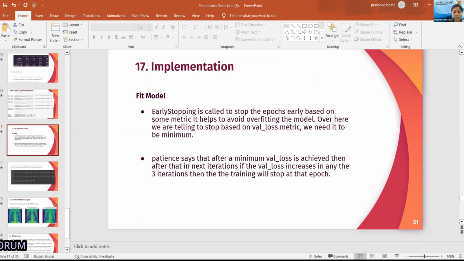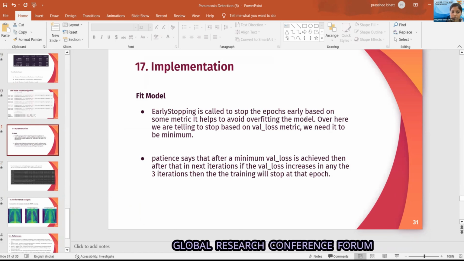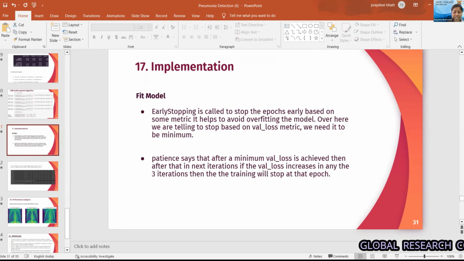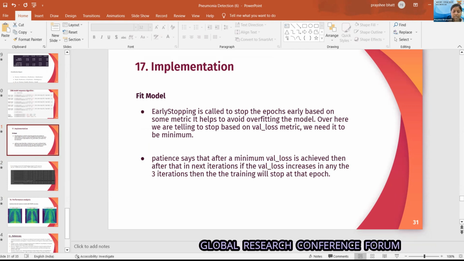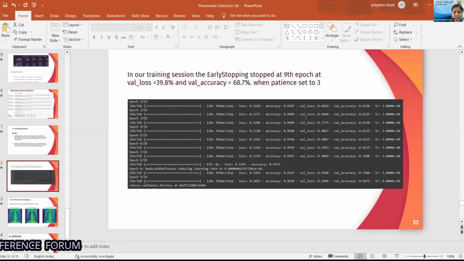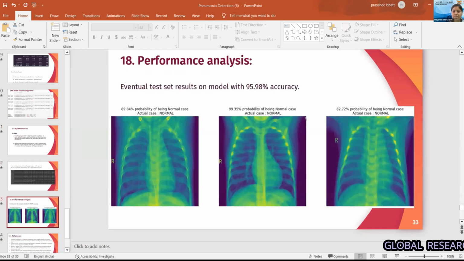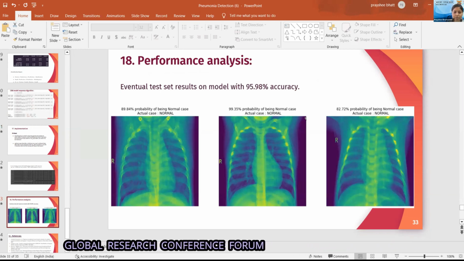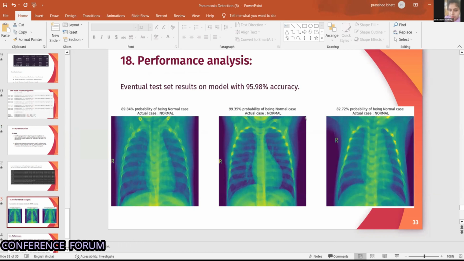For the fit model, early stopping is being used, which is considered for the confusion matrix because overfitting and underfitting are some of the situations that have been faced in the data analysis of the X-ray image. Here is the early stopping, at the 9th epoch, which has been shown. Here is the performance analysis. We can see that the eventual test results vary, with 95.98% accuracy.